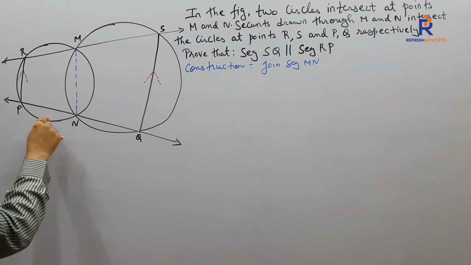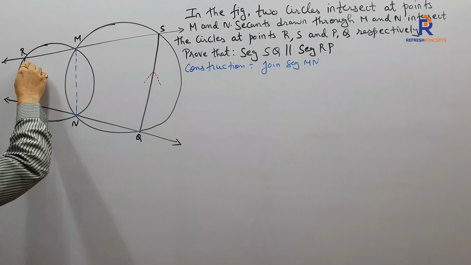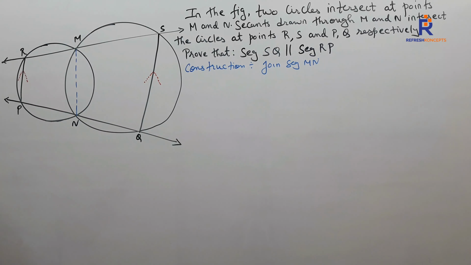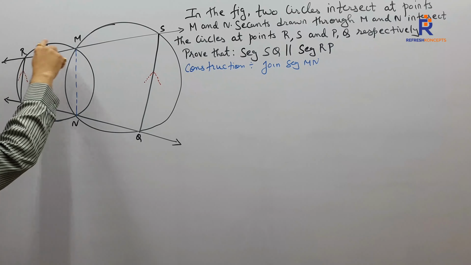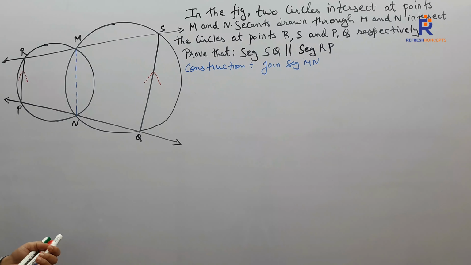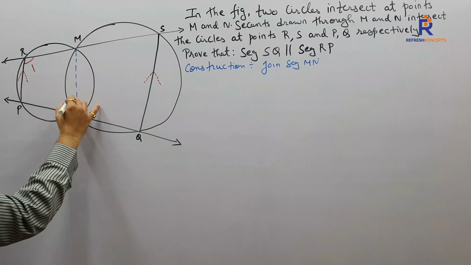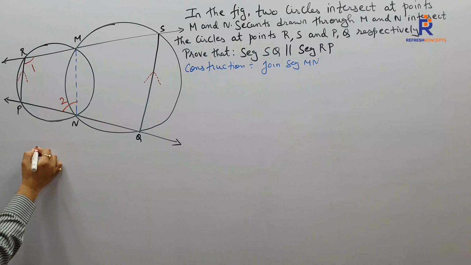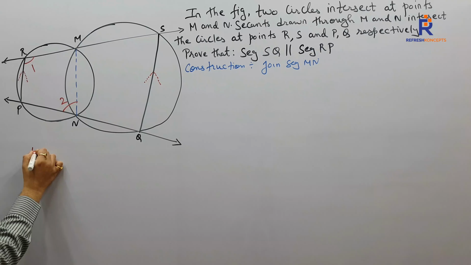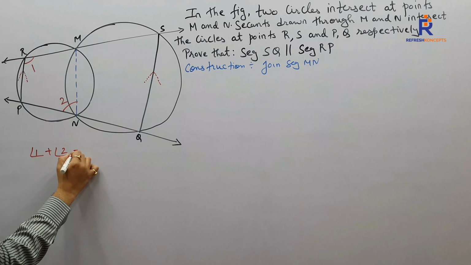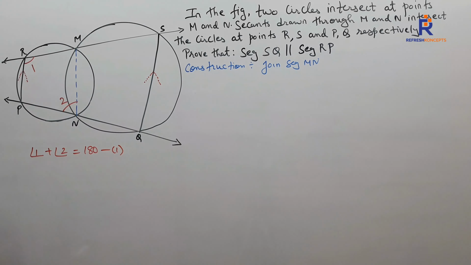Quadrilateral RPNM within the smaller circle. What is quadrilateral RPNM? It's a cyclic quadrilateral. By definition, all the 4 points lie on the circle as vertices. So what shall I say? What shall I say if it is a cyclic quadrilateral? Can I say opposite angles are supplementary? So it is angle 1, angle 2. So what is my first step in the skeletal solution? Angle 1 plus angle 2 is 180. In quadrilateral RPNM, angle 1 plus angle 2 is 180. Why? Opposite angles of a cyclic quadrilateral are supplementary.